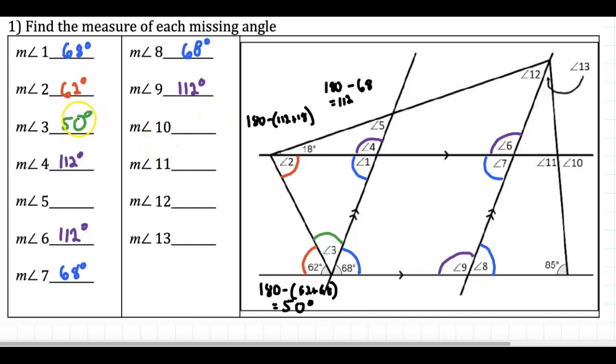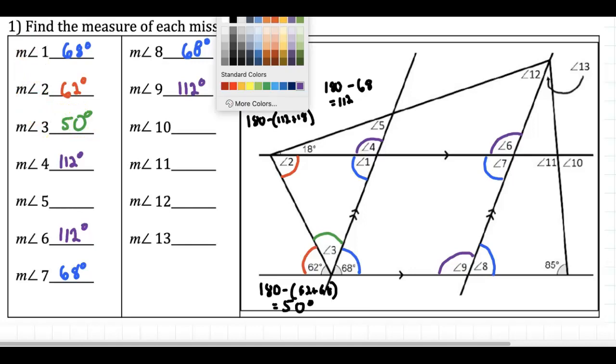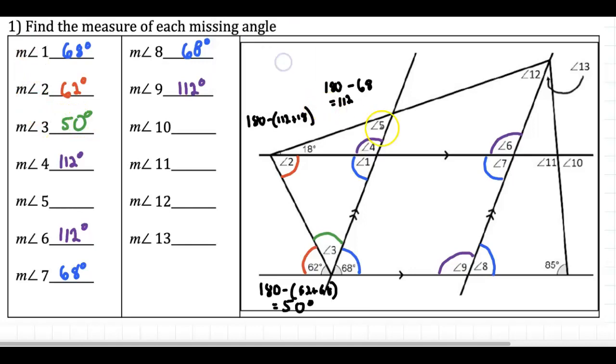We already had one, the green one was 50 degrees. So let's change colors for that. Let's go with brown. So this angle here is 50 degrees, angle number 5, 50 degrees. Double check that, 18 and 112 is 130, right? Yeah, so 130 subtracted from 180 is 50, yes. And then we have a corresponding angle here, so angle 12 is also 50 degrees.